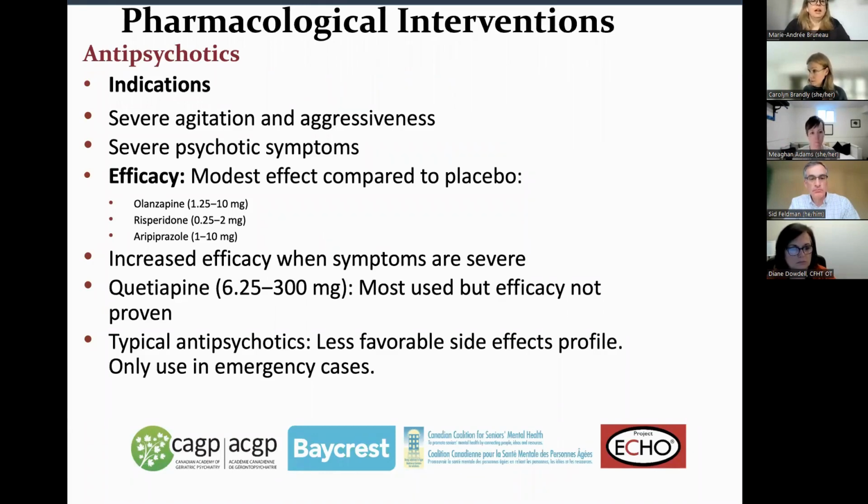In fact, I think it's efficacious only because it sedates the patient at some point, but in a very paranoid or aggressive patient, it won't be that efficacious. And typical antipsychotics have a less favorable side effect profile. They should be used only in emergency cases, where haloperidol is still the only one, or about the only one, that has a rapid peak of action when given intramuscularly or subcutaneously.